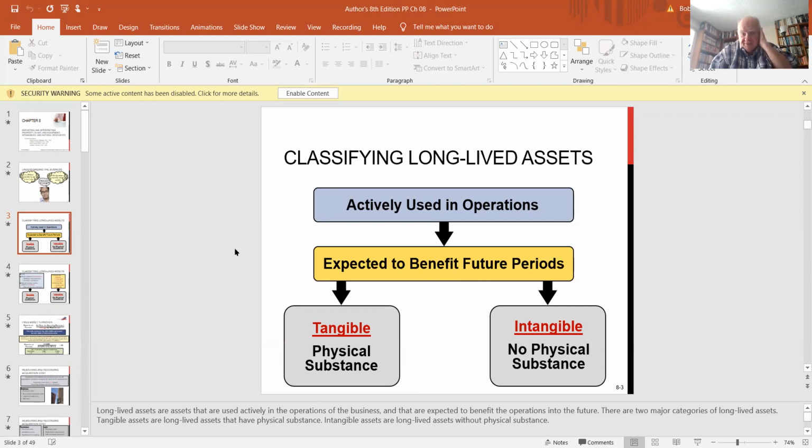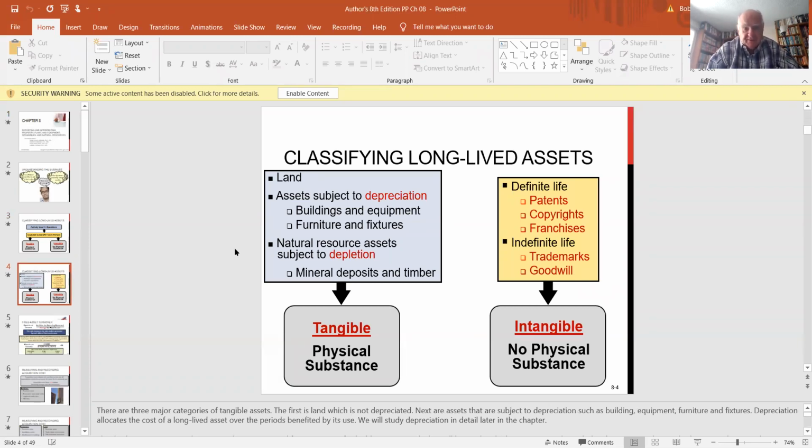Classifying long-term assets. Long-term assets are actively used in the business and expected to last a long time, and they're big ticket, costly items. Tangible assets you can actually touch, look at, and hold. Intangibles you can't see. They don't exist physically. It's intellectual property we're talking about with intangibles. Patents, trademarks, copyrights, franchise fees, there's all kinds of things. Goodwill.